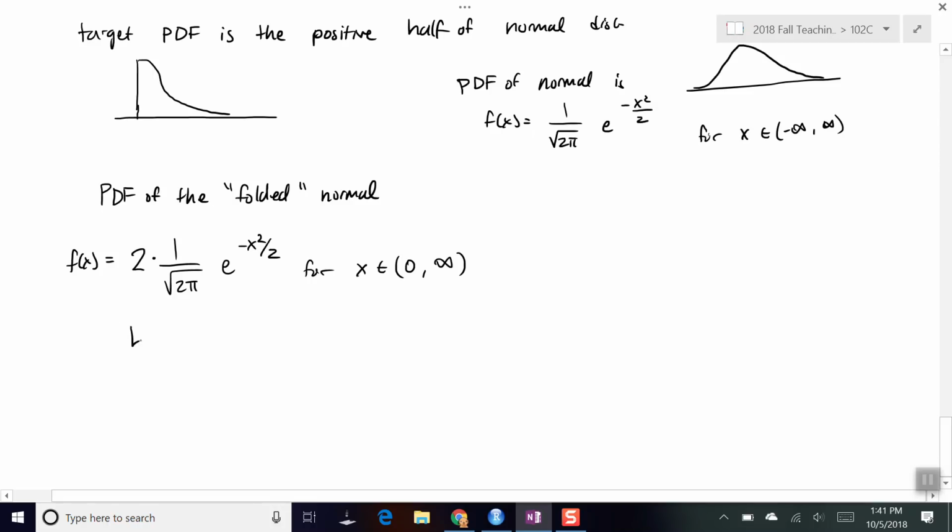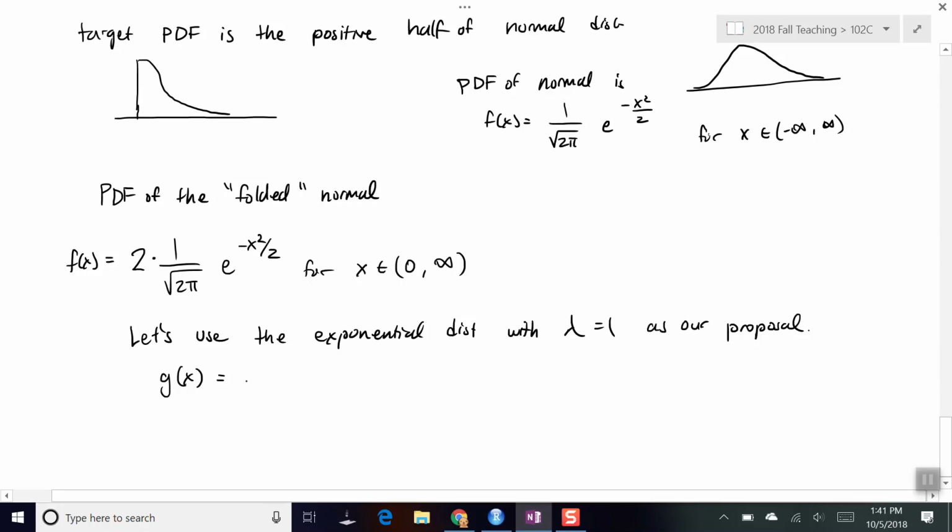Let's use the exponential distribution with lambda equal to 1 as our proposal. So g of x will equal lambda e to the negative lambda x. So this just becomes e to the negative x. And we know how to sample from this using inverse CDF.